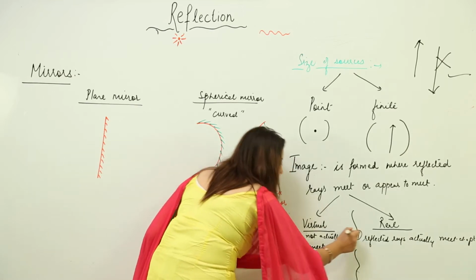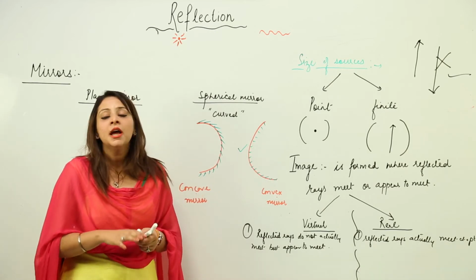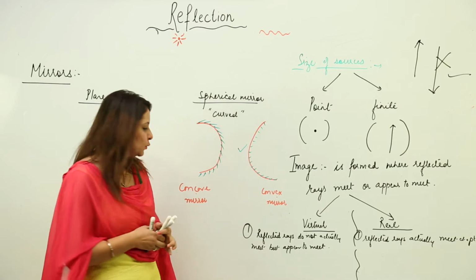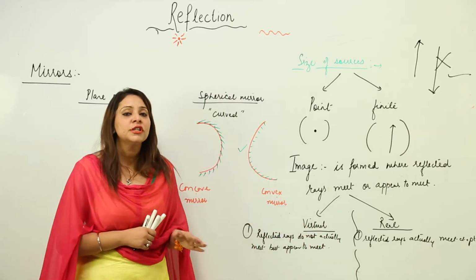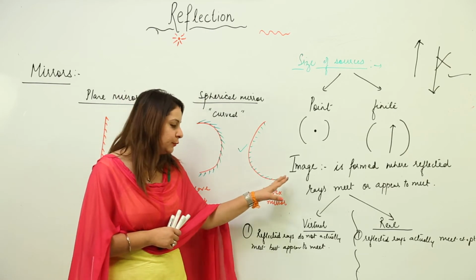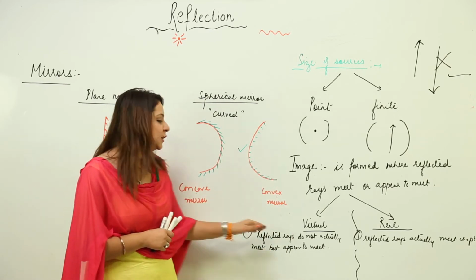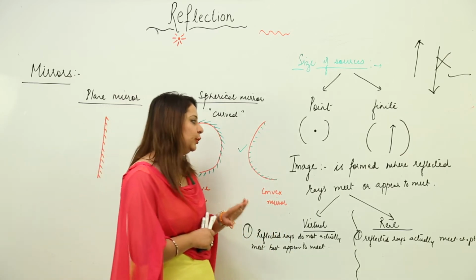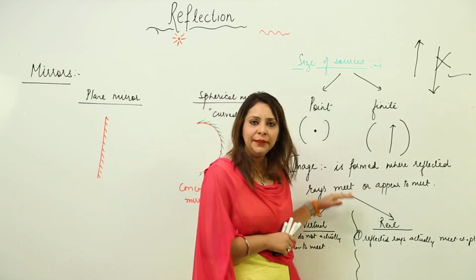That means hypothetically we assume that they appear to meet at a certain point, but otherwise they are not meeting. And you must be thinking about what kind of definition I wrote for real and virtual image. Don't get confused, just note the points as I am telling you, and when I draw a ray diagram, these points will be more clear to you. So for this moment you should only know that an image is formed at that point where reflected rays meet or appear to meet.